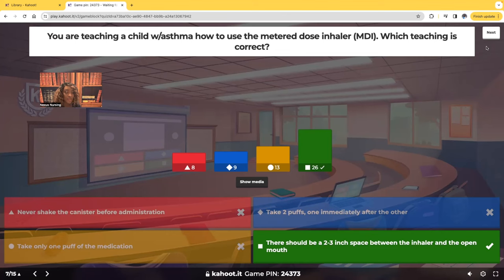And 13 of you said to take only one puff of the medication. Guys, because you saw that word only in there, you should have known that was wrong. How many times have I told you? Answers that include always, never, only, those type of all-inclusive, stay away from them. They're always, no, I shouldn't say always. They're usually never the correct answer. Stay away from all-inclusives, okay?